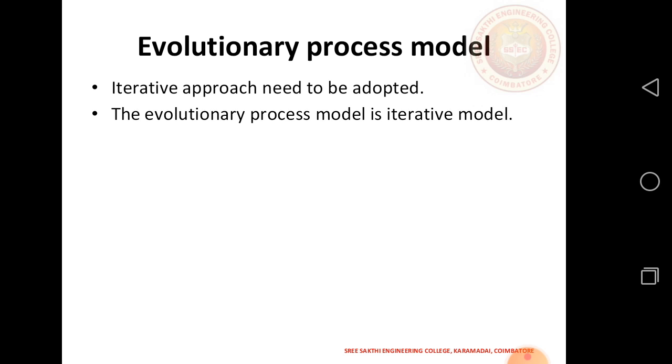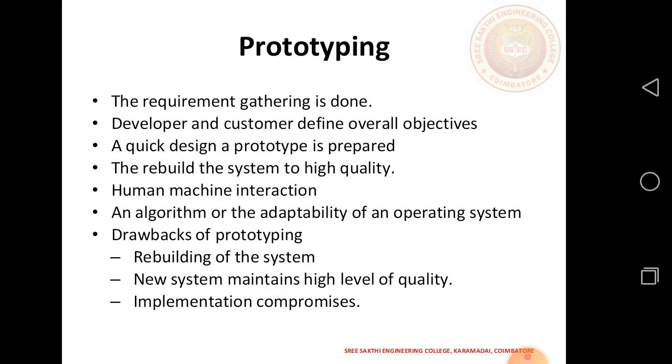The evolutionary process model is an iterative model and needs to adapt. In the prototype model, requirement gathering is done, and the developer and customer define the overall objectives. A quick design prototype is prepared. Then the system is rebuilt with high quality, human and machine interaction, and adaptive algorithms. The drawbacks of prototyping: rebuilding the system, the new system must maintain high quality, and implementation involves compromise.